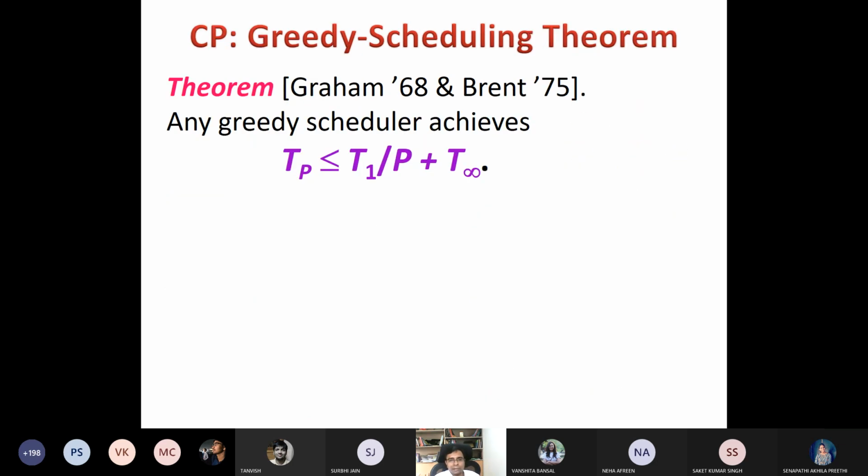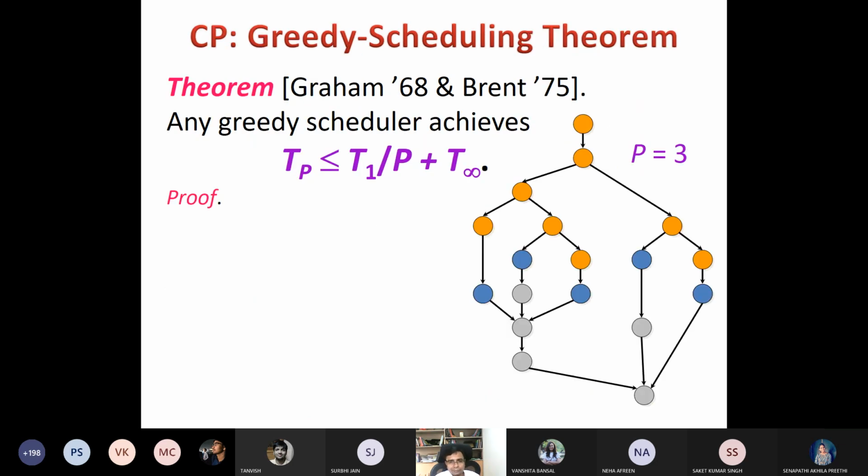So what we are trying to say is Graham's algorithm, the greedy scheduler. What is greedy? Whenever a task is ready and a processor is free, give the task to the processor. That is a greedy scheduler. So whenever a task is ready and a processor is free, just give the task to that processor.